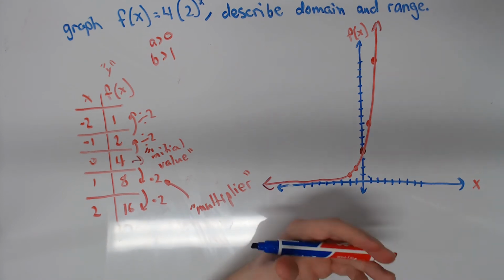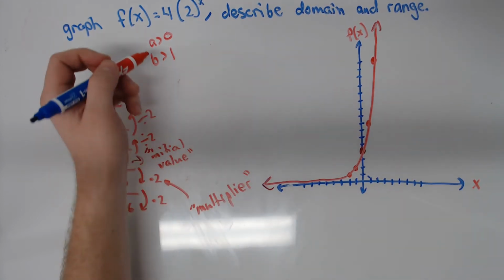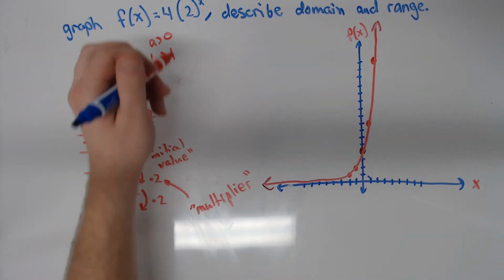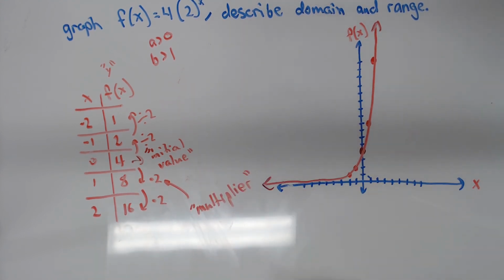Okay, this is how I'm going to graph exponential functions. So looking at the a and the b value, I can tell where the graph should roughly be. If a is a negative number, I'm going to use the bottom side of the graph. It should always be negative. If a is positive, I'm going to use the top of the graph.